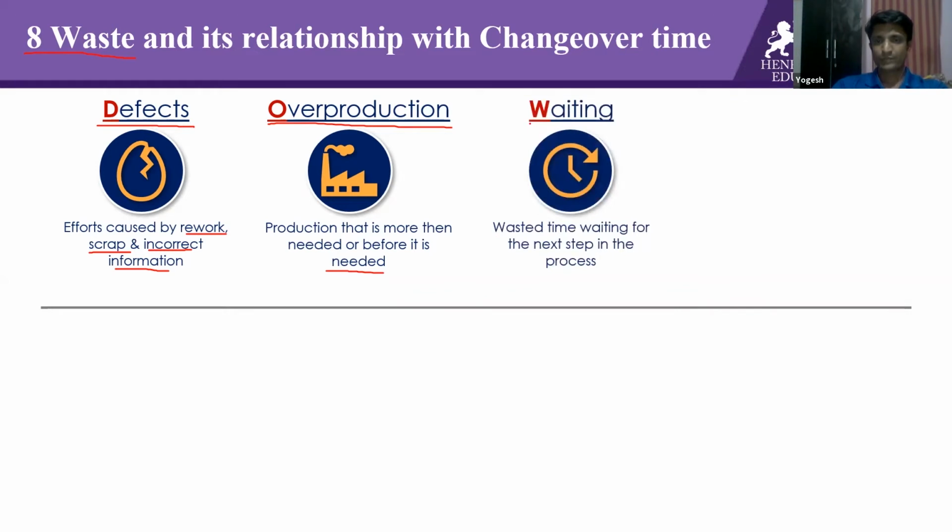The third waste is waiting waste. Waiting is wasted time, waiting for the next step in the process. If there are multiple steps of activities happening, and a person is waiting for the next part, next tool, or next information to come to him, if he is waiting in between those two steps, then that is considered a waiting loss, right?